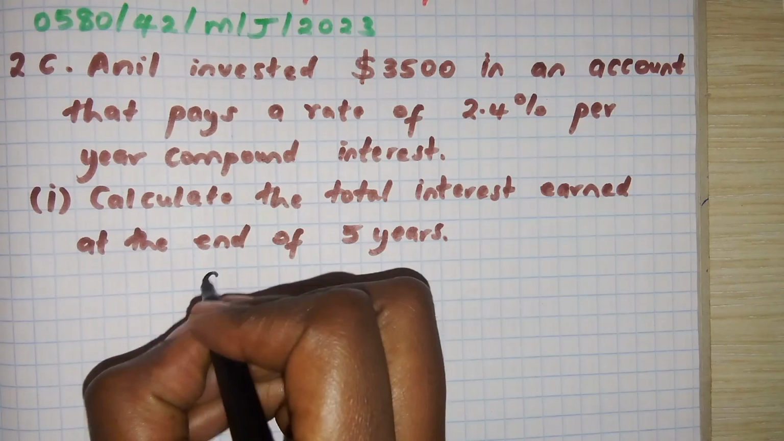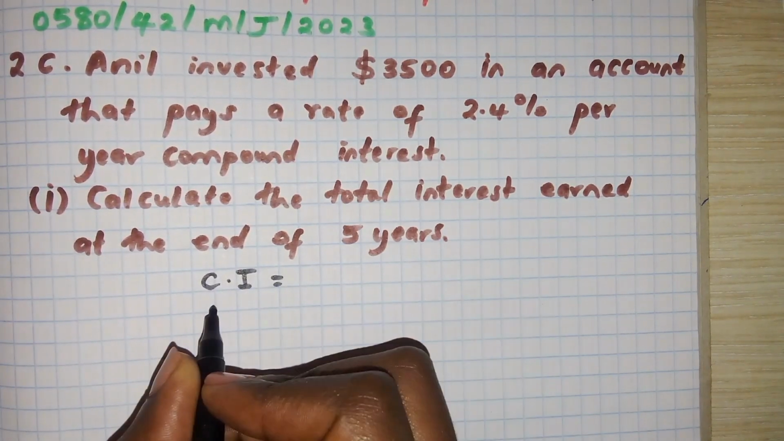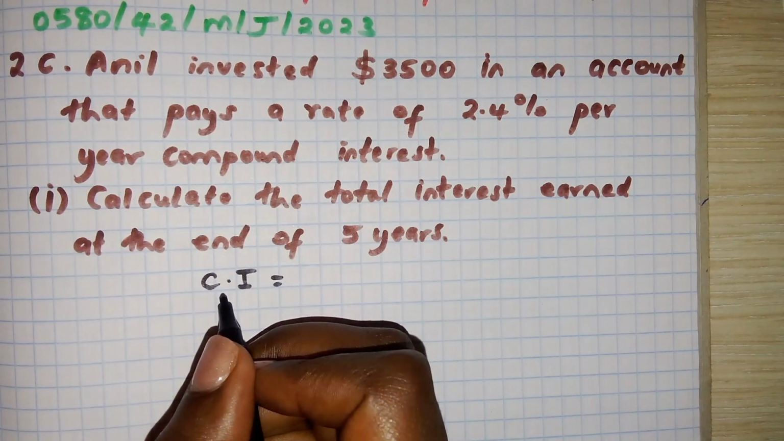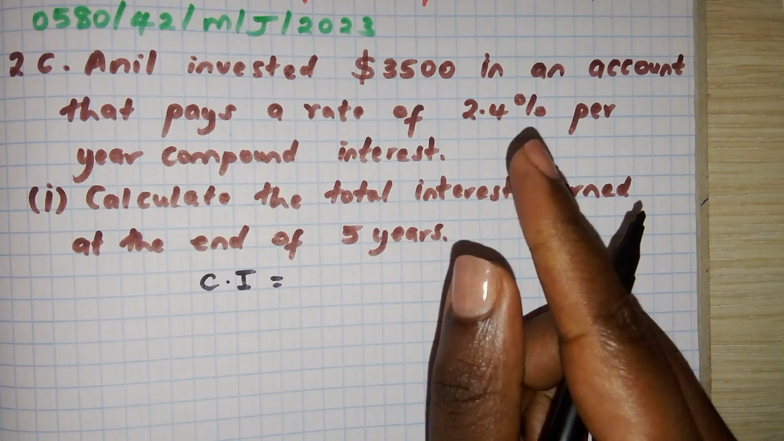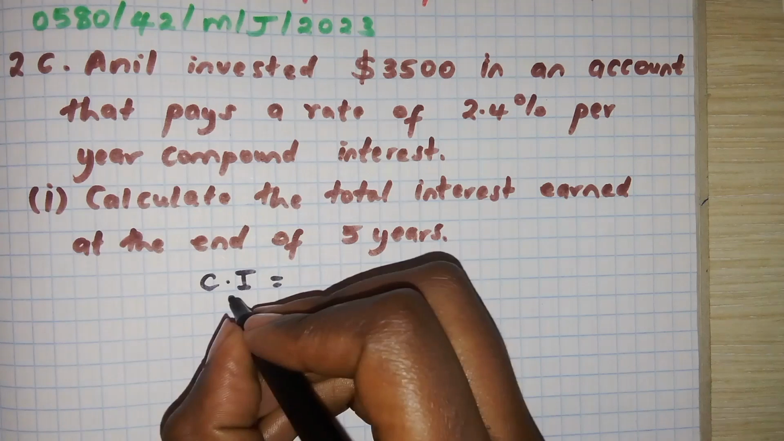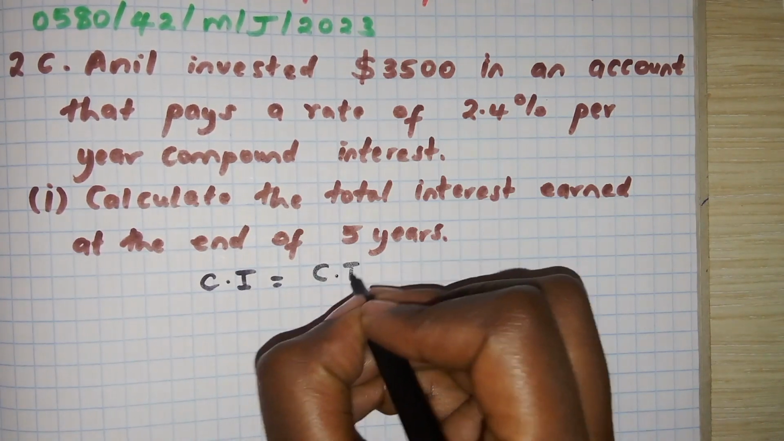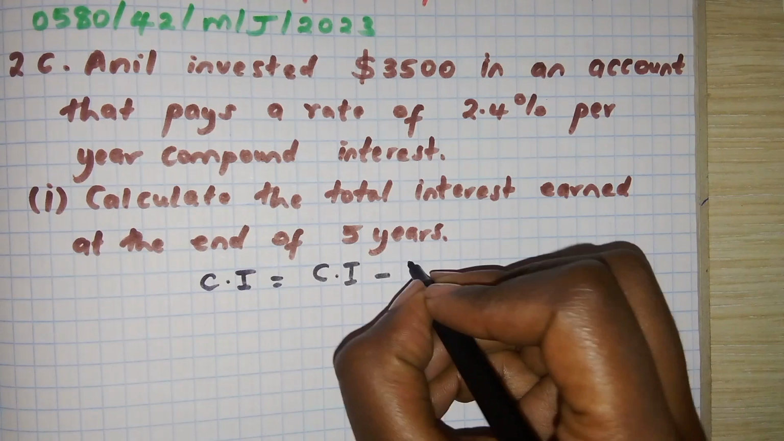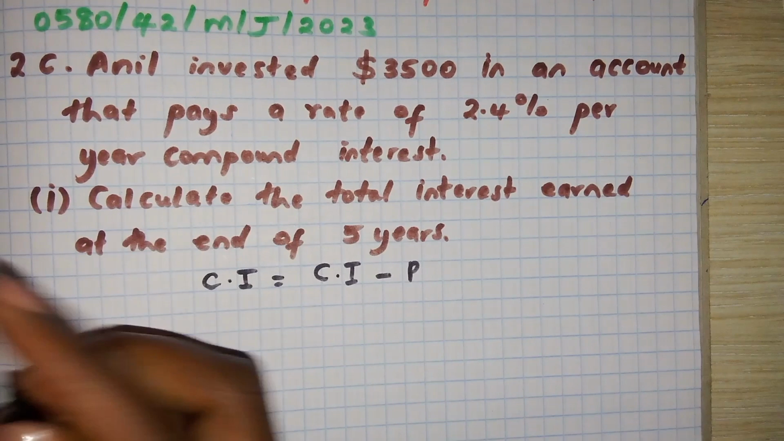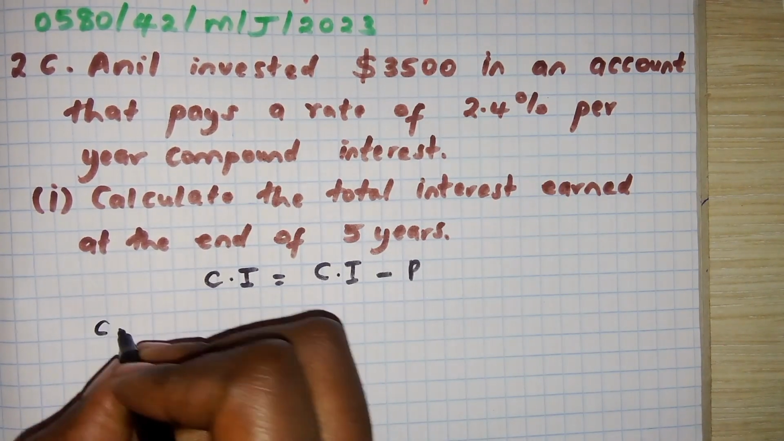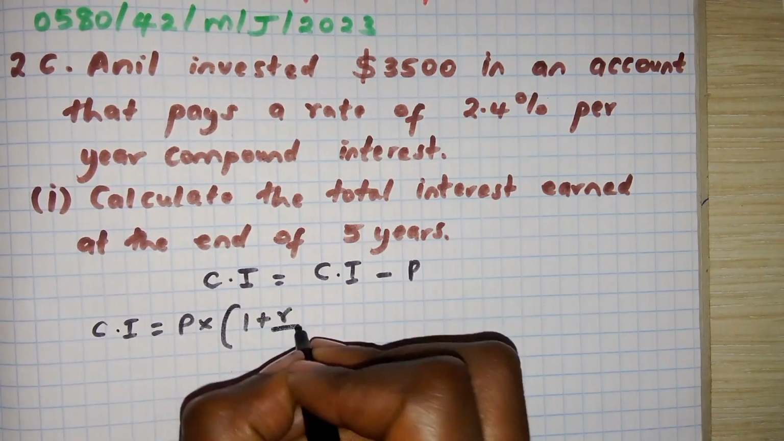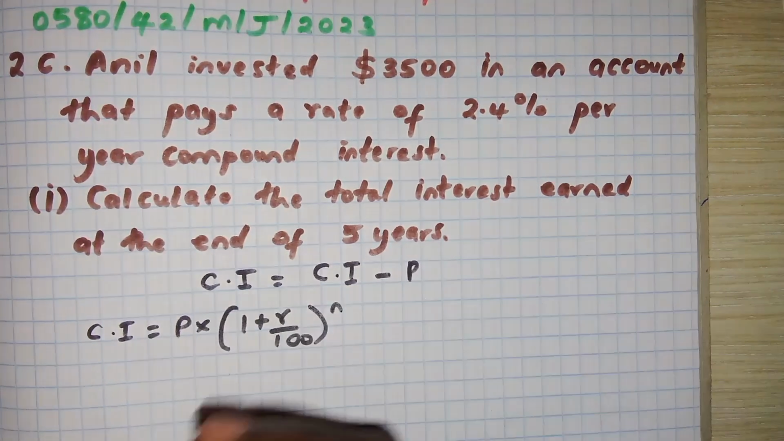Remember the formula, the CI would give you the total amount you invested and the total amount of interest earned. So this is inclusive of the interest earned and the initial amount you invested. If you just want to find the interest only, you'll take the total amount minus the principal. So let's find out the total amount. We know that the formula is CI equals P times (1 plus R over 100) to the power N.